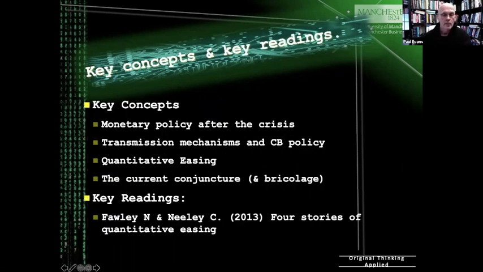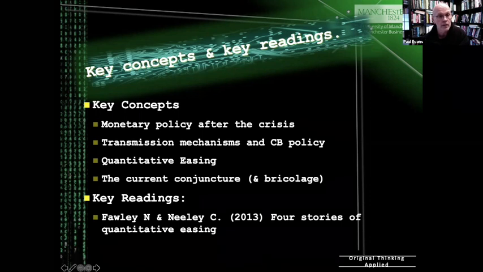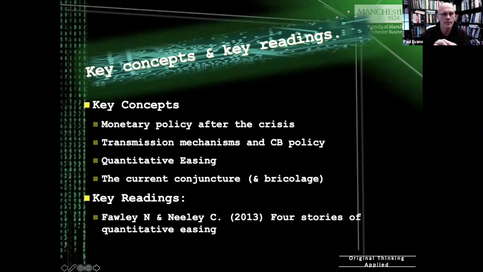Key concepts about monetary policy after the crisis: transmission mechanisms and central bank policy. This is about reserves driving increased liquidity, increased reserves driving lending, and quantitative easing. And then the current conjuncture, and by association, can we discern what the current bricolage is? What's going on? When we looked at Renison's article, I think that's the name, we talked about collateralized loan obligations, corporate bond issuances. And this was the start of the current conjuncture.